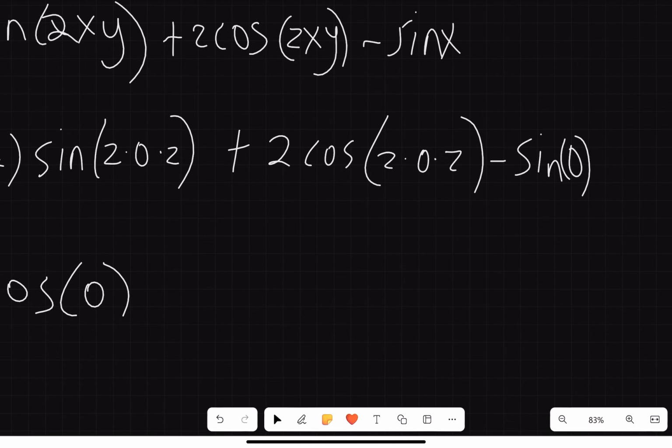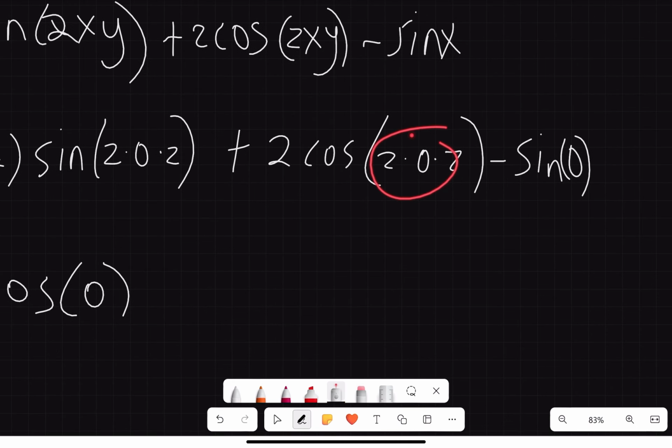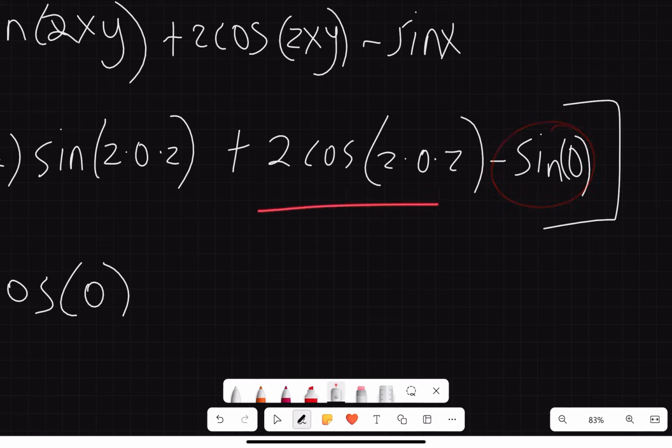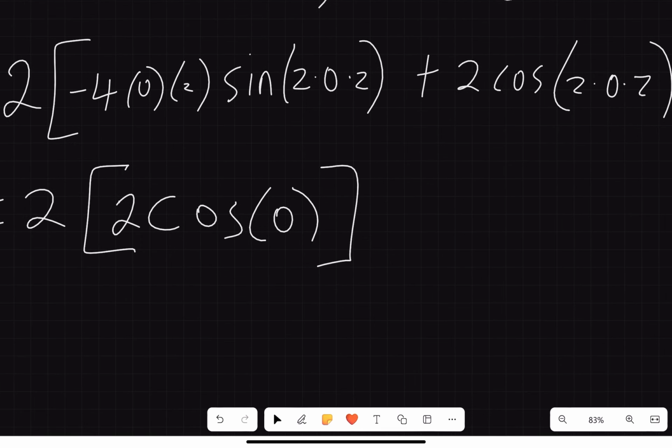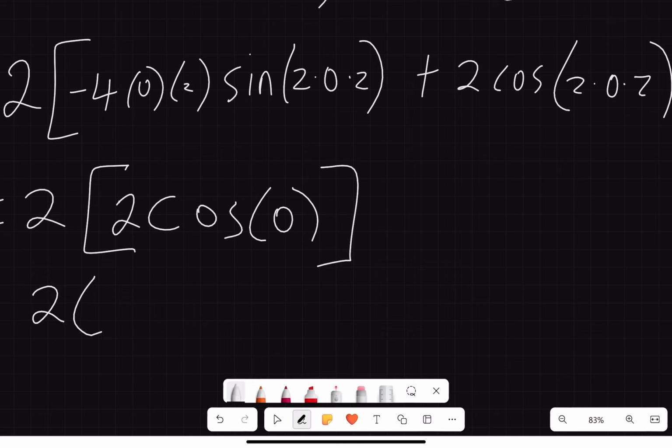Because if you check here, this part will be 0, right? Oh, I forgot to close there. And also sine 0 is 0, so that one is gone. So we're just left with this part. Cos 0 is 1, so that's the reason why I'm not taking it away. And if you check here, cos 0 is going to be 1, which means we basically have 2 times 2 times 1, which equals 4.